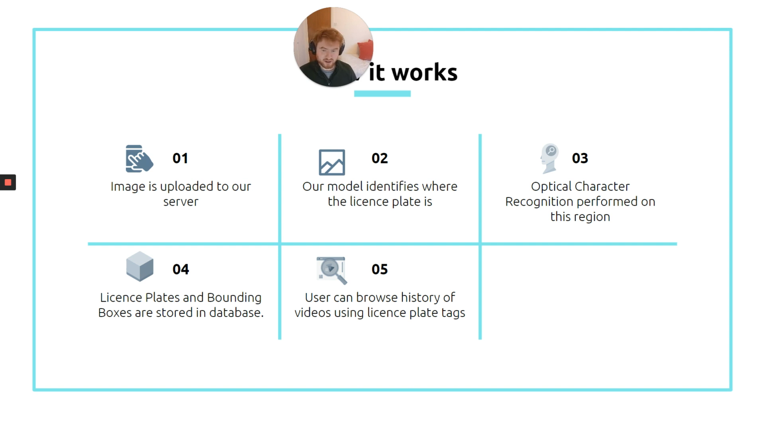Then at a later stage, maybe the user wants to come back and identify if they've seen a car before. They can search through their own private repository of images using the license plate, and they'll get timestamps and bounding boxes of the images where they've seen it. So I have a quick demo of this here.